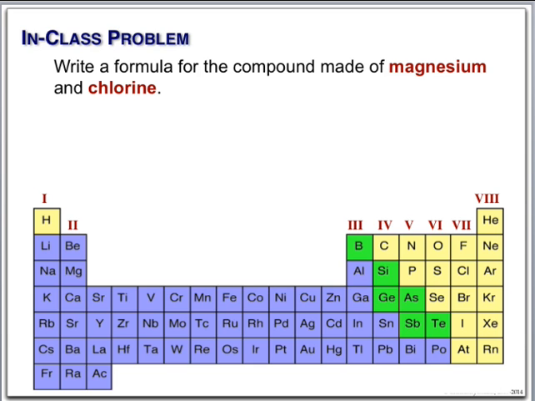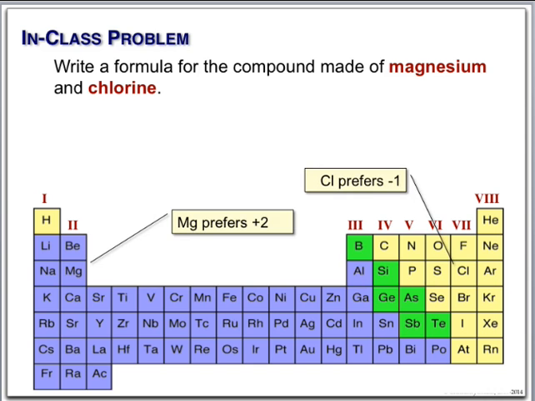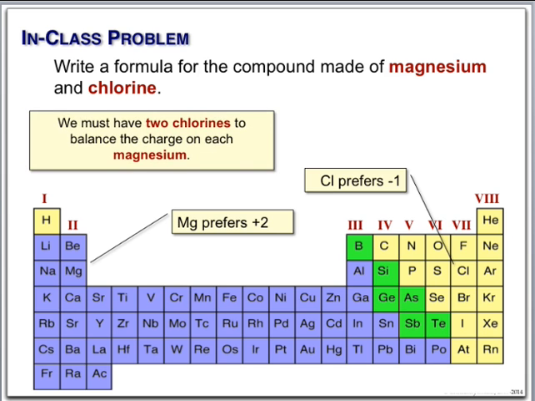Well, magnesium is right here in group 2. That means it's going to want to be a +2. Chlorine is here in group 7, so it's going to want to be a -1. All right, we have to balance our +2 charge with 2 negatives. So we need 2 chlorines for every magnesium, and we would simply write it MgCl2. The name of this would simply be magnesium chloride.